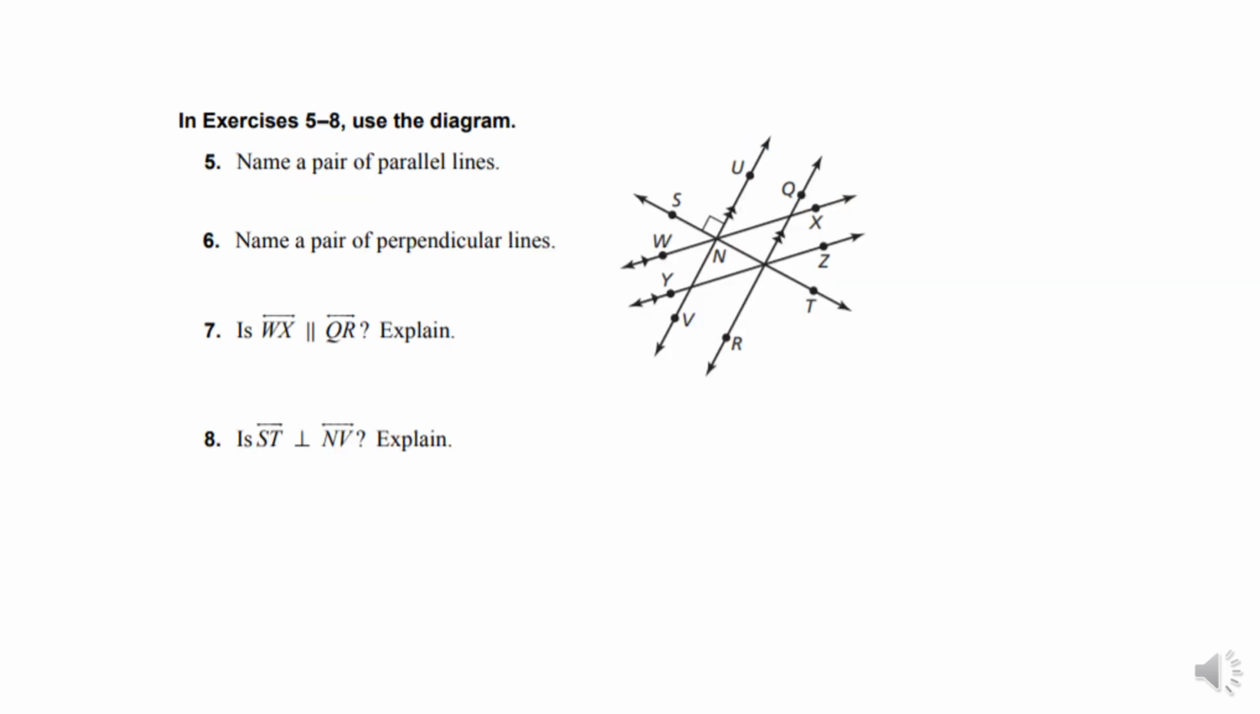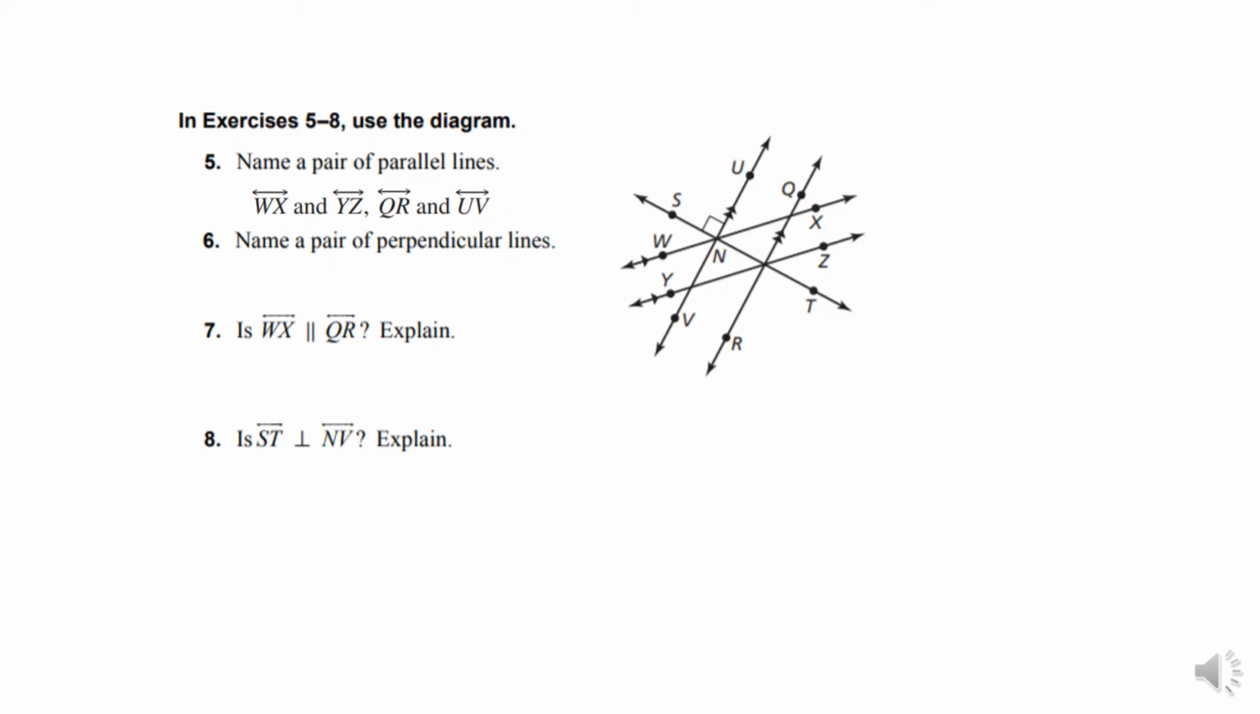Okay. So name a pair of parallel lines. So you see here that we've got one arrow. So we could say line WX and line YZ. And we also have another set of parallel lines. So we have two sets of parallel lines. And there you go.